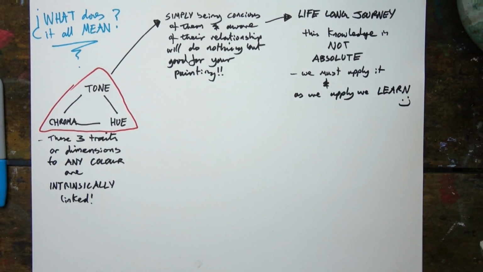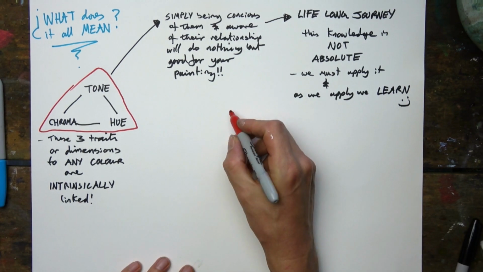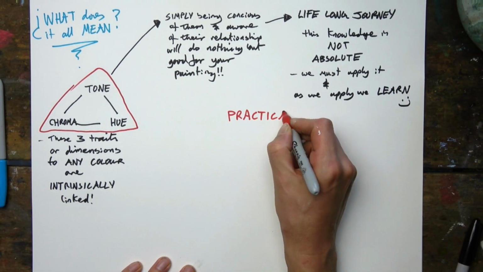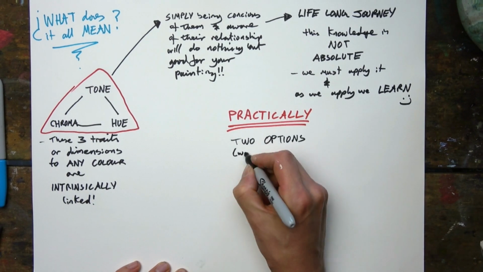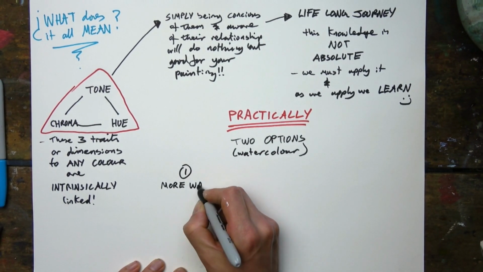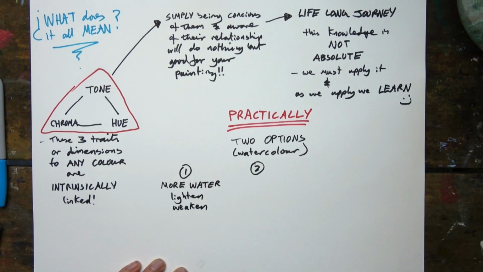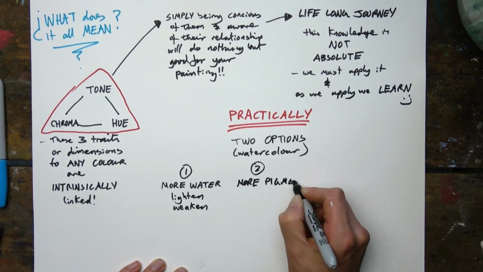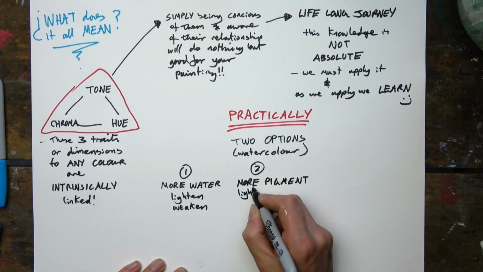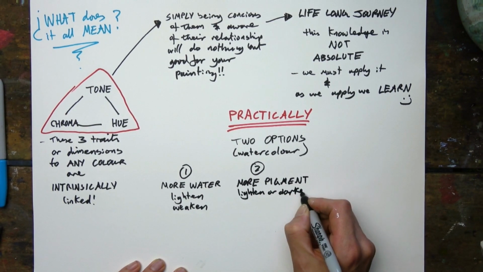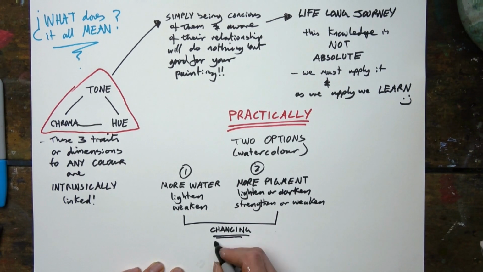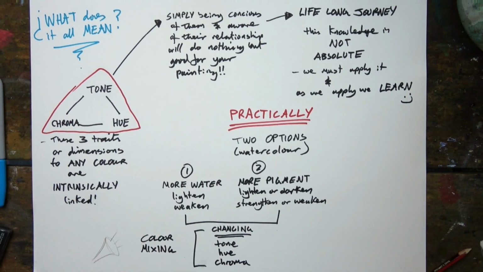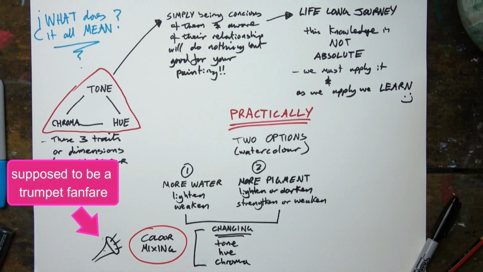But practically speaking, if we are trying to get from point A to point B, and we're trying to achieve something in a painting from where we are to where we want to get to, we basically in watercolour have two options. We can either add more water, which will lighten or weaken the colour or lower its chroma, or number two, we can add more pigment, which may lighten or darken it depending on which pigment we use, and equally it may strengthen or weaken that colour. But essentially when we do either of these things, we are changing the tone, the hue and the chroma, and this we can call colour mixing.